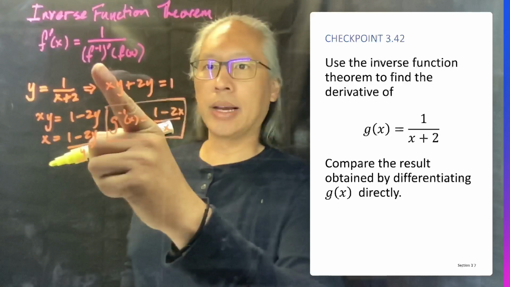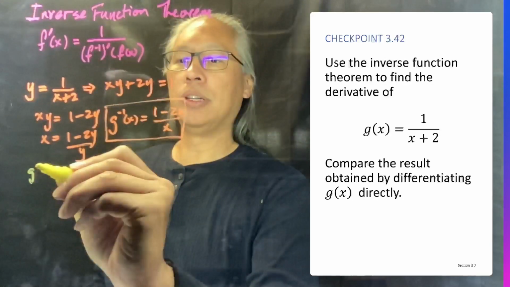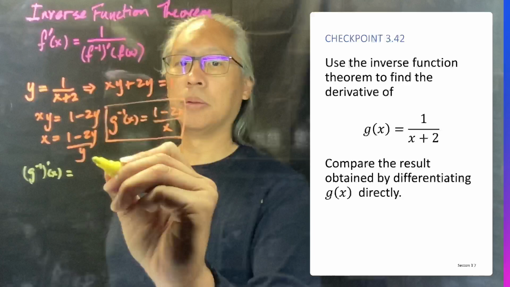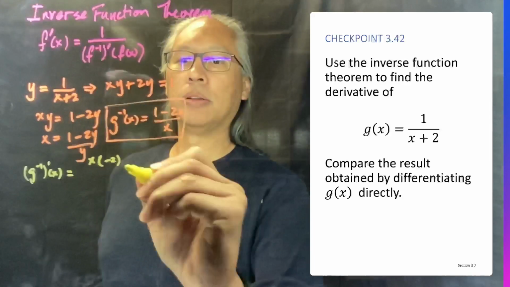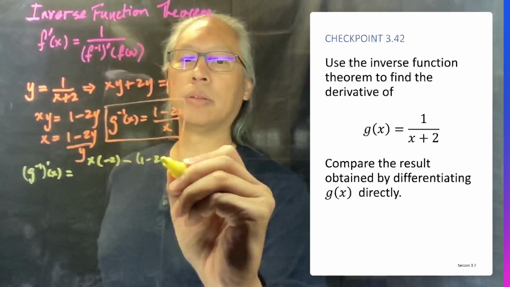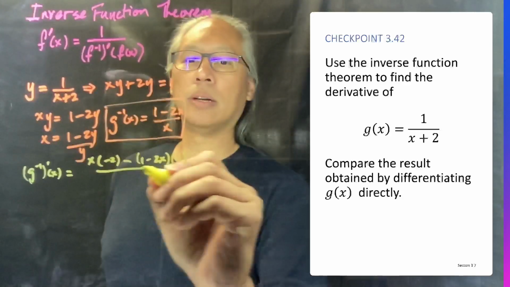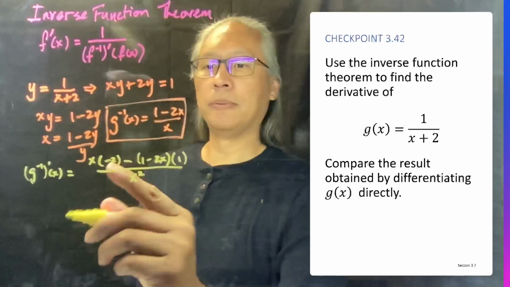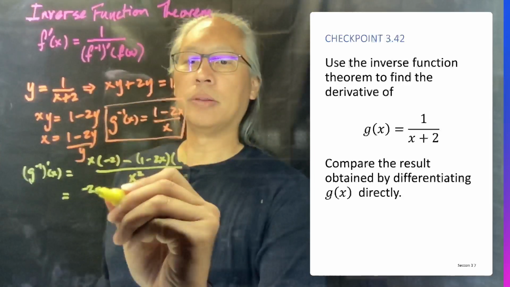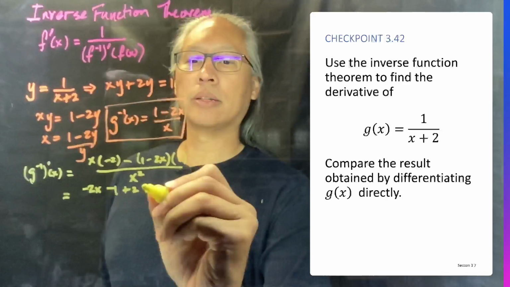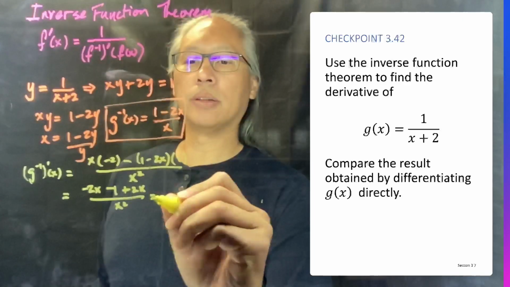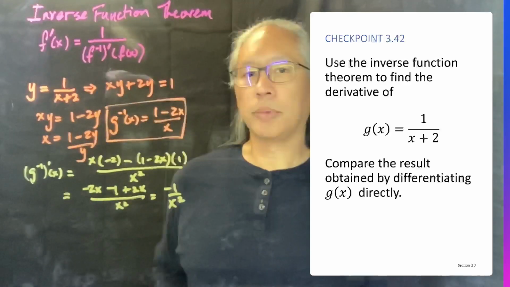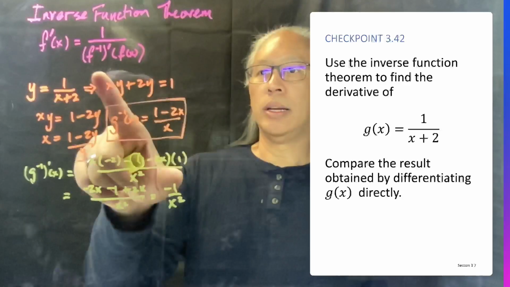Now we want the derivative of that. So let's say g inverse prime of x, and we'll use the quotient rule. Low times the derivative of the high, which is negative 2, minus the high, that's 1 minus 2x, times the derivative of the low, which is 1, all over low squared, x squared. And then we will have minus 2x minus 1 plus 2x all over x squared. So this will give us negative 1 over x squared. Okay, so that's g inverse prime, and that's where we are now.